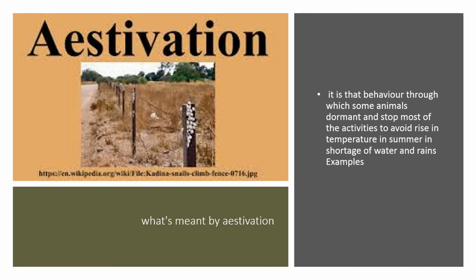Hibernation is to avoid low temperature, but estivation is to avoid the rise in temperature or high temperature in summer and the shortage of water and rains. Shortage means lack, meaning no water and rains in summer.